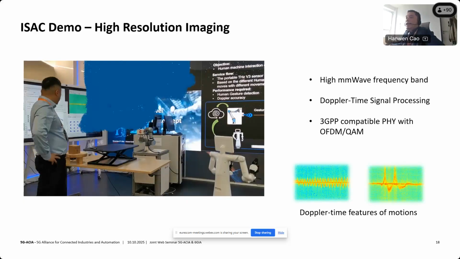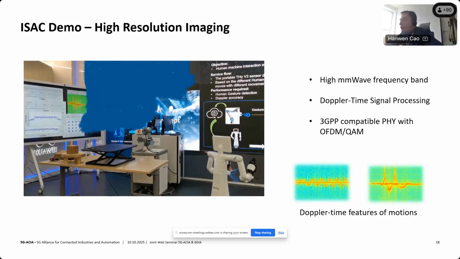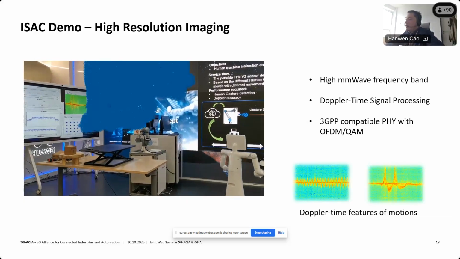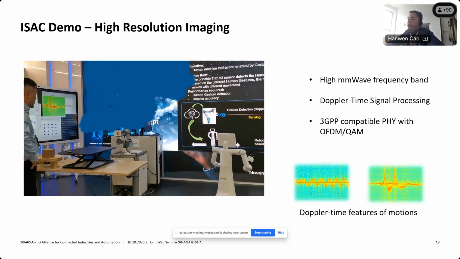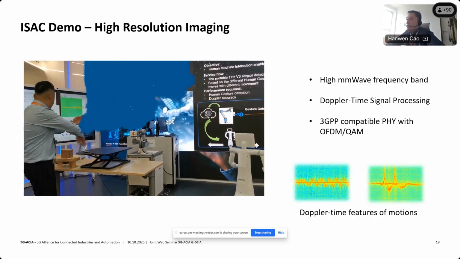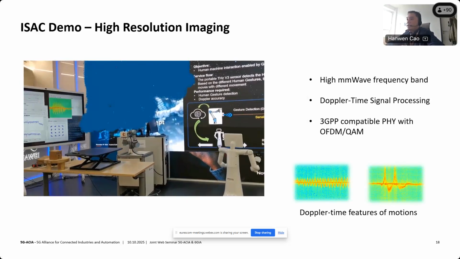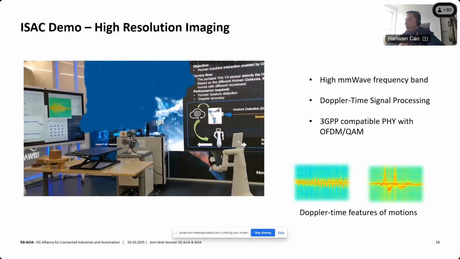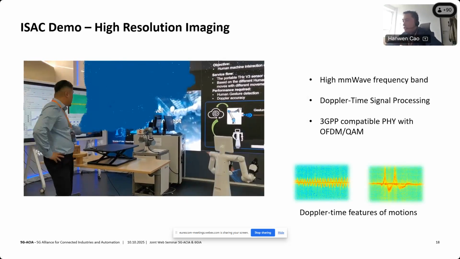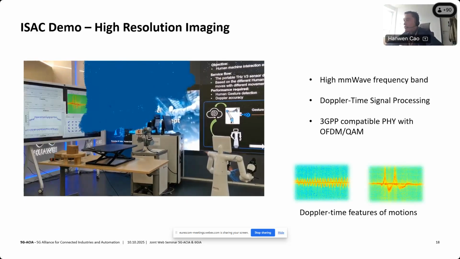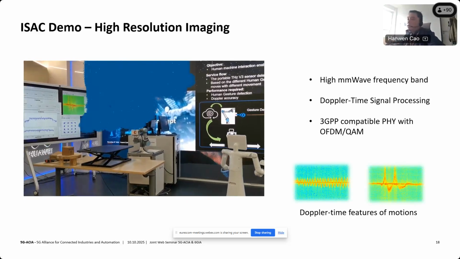The last one is that we try to check the potential of leveraging the high sensitivity of Doppler frequency shift of radio signals to sense gestures. As you can see here, with some Doppler time features captured in the ISAC systems, we can use that to control the movement of robots.